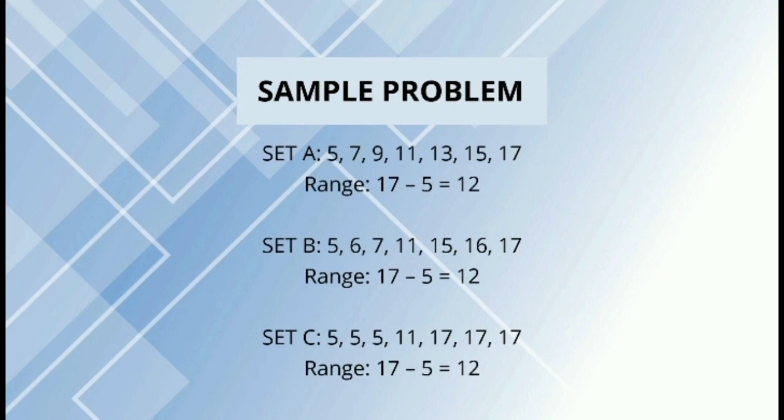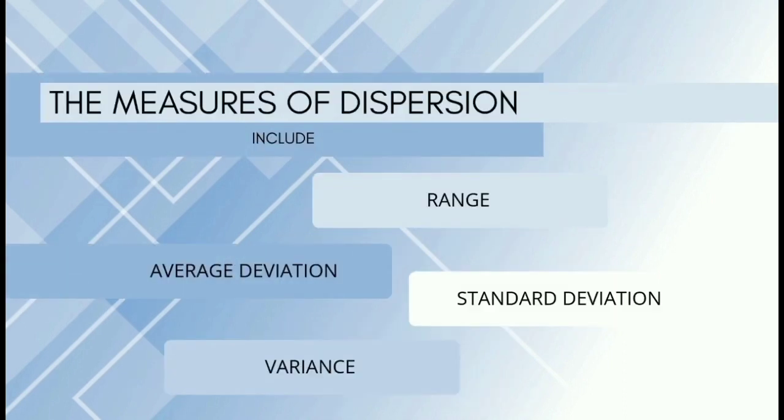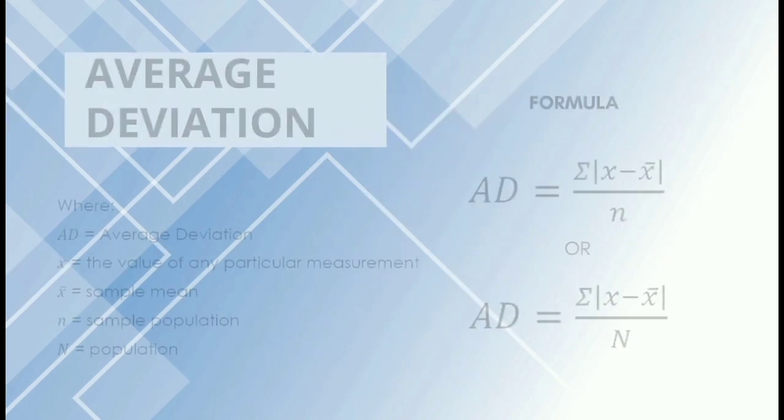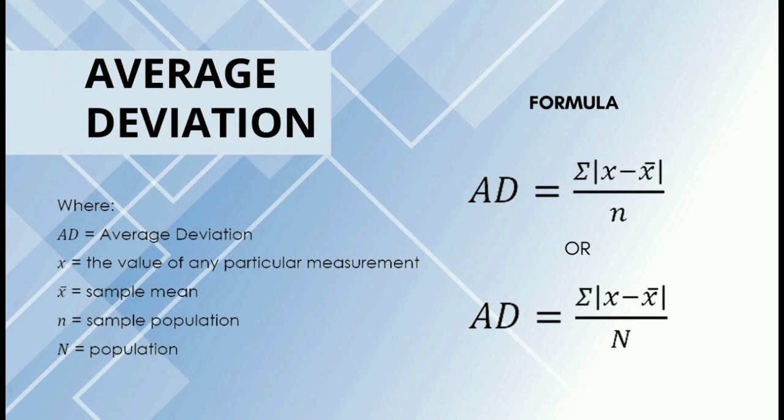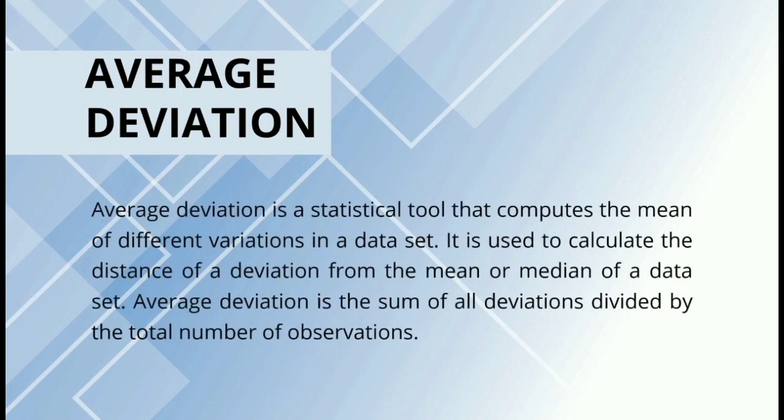We can therefore use other measures of dispersion such as average deviation, standard deviation, and variance to do so. Another important measure of dispersion includes the average deviation. At first glance, the formula for the average deviation seems complicated to remember. However, by truly understanding the definition of average deviation, we would be able to remember this formula much easier.